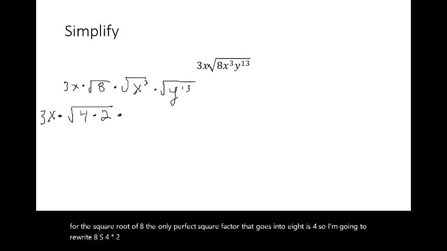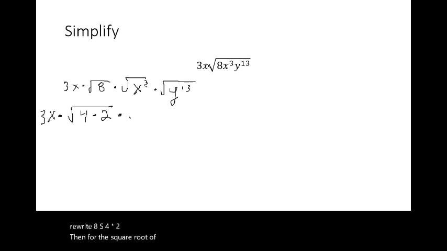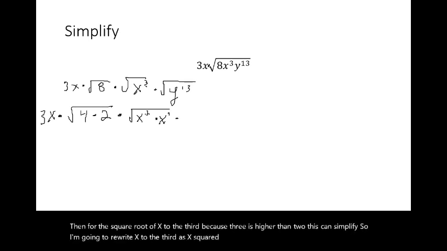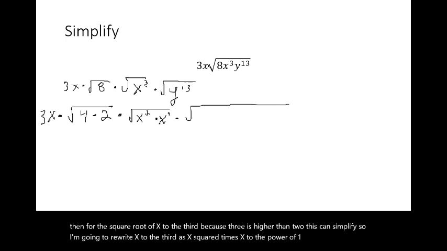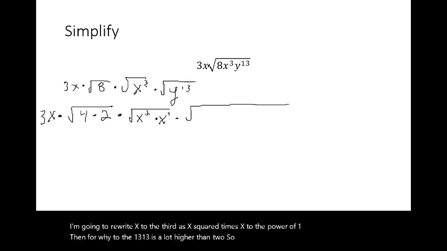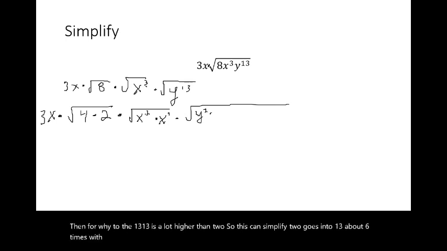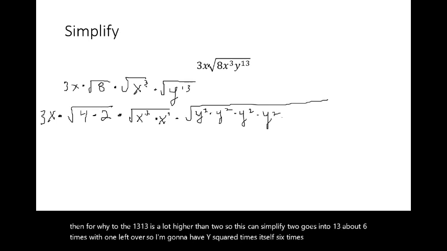Then for the square root of x to the third, because 3 is higher than 2, this can simplify. So I'm going to rewrite x to the third as x squared times x to the power 1. Then for y to the 13th, 13 is a lot higher than 2, so this can simplify. 2 goes into 13 about 6 times with 1 left over. So I'm going to have y squared times itself 6 times, with a y to the power 1 left over.